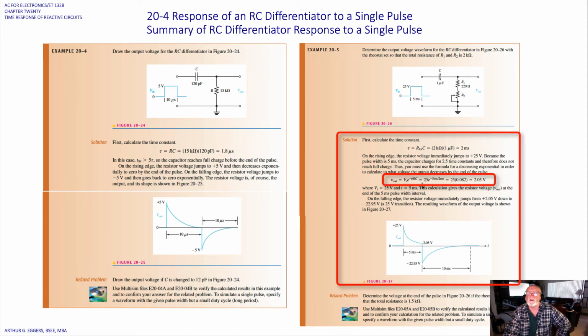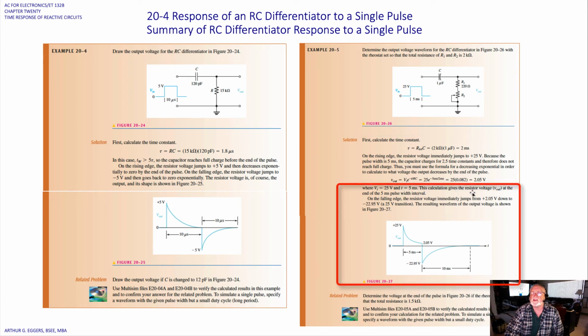So there is our exponential value. Again, V out is equal to V initial times e to the minus t over tau, or minus t over RC, and we get that 2.05 volts. So where V initial was 25 volts and the pulse width was 5 milliseconds, this calculation gives us the resistor voltage at the end of the 5 millisecond pulse width interval.